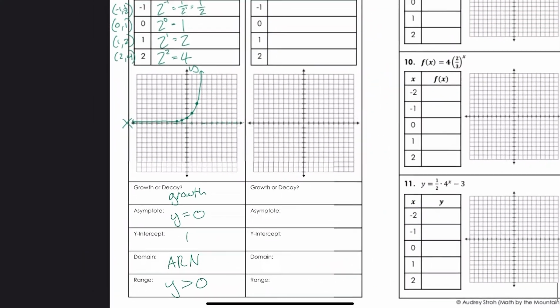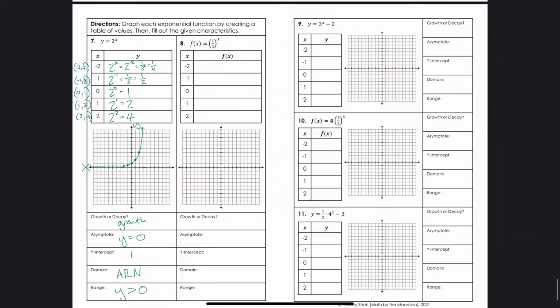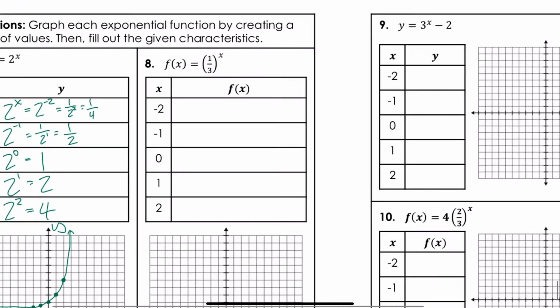So that is our first problem here. You are going to need to build your table, draw the graph, and then fill out your characteristics. Now, I'm going to tell you ahead of time, you could use your table to fill out the characteristics on your own already, but we're going to talk about that more in class. So let's try another one. Let's do number 8 together.